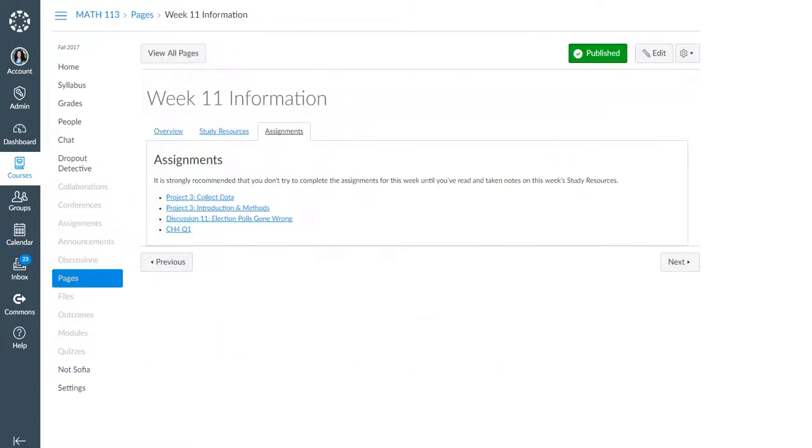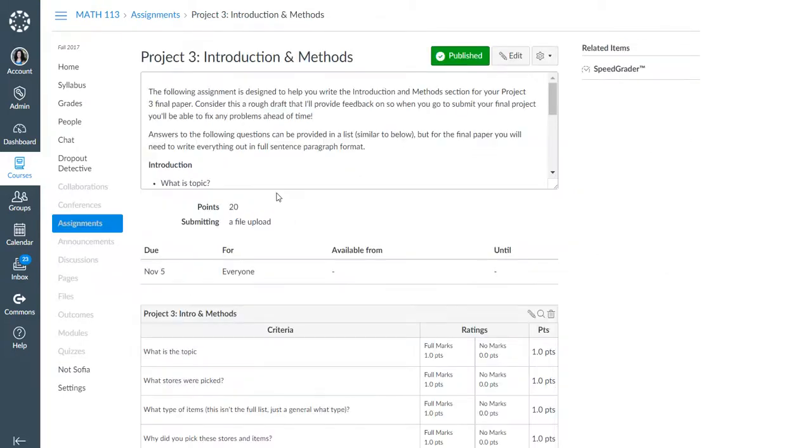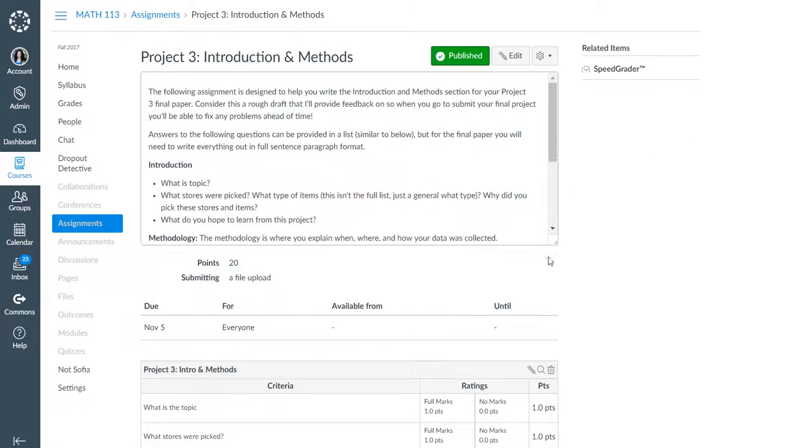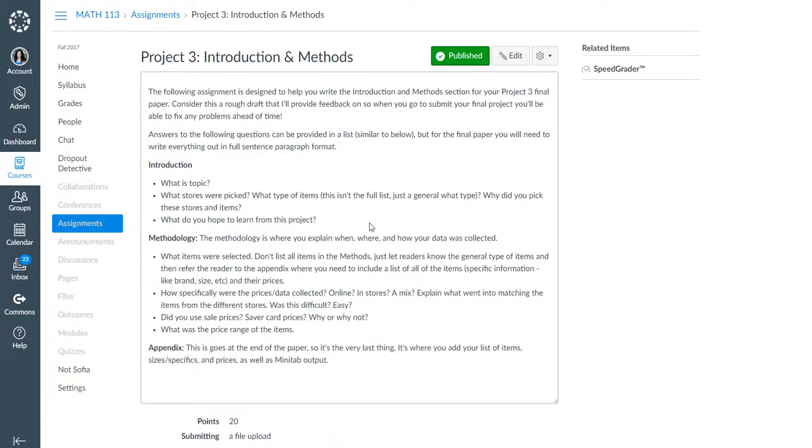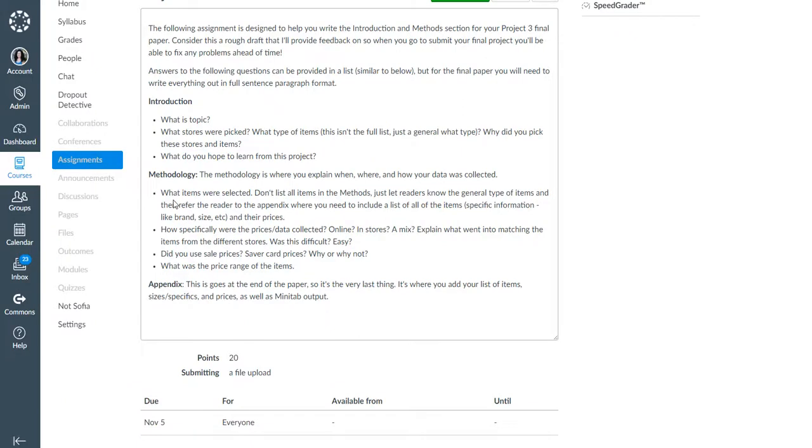Then the other assignment for Project 3 is your introduction and methods. The following assignment is designed to help you write the introduction for Project 3, so that you'll be ready to go when it gets to the final project. The introduction should be pretty brief. What's the topic? What stores were picked? What types of items? What do you hope to learn? Methodology, what items were selected. Don't list all of the items in the method, just let the readers know the general type. How specifically were they priced?